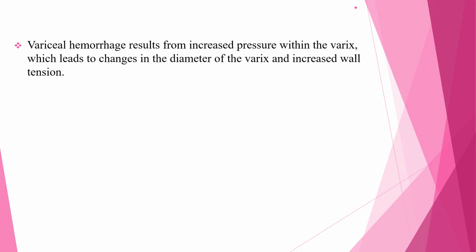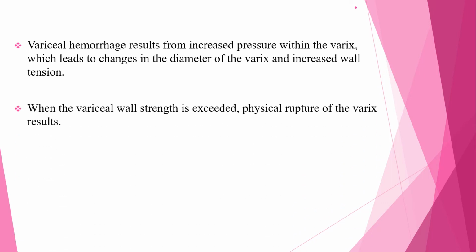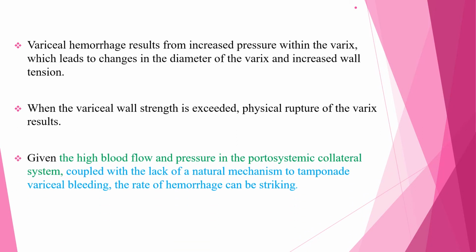Variceal hemorrhage results from increased pressure within the varix, which leads to change in the diameter of the varix and increased wall tension. And when the variceal wall strength is exceeded, physical rupture of the varix results. Given the high blood flow and pressure in the portosystemic collateral system, coupled with the lack of natural mechanism to tamponade variceal bleeding, the rate of hemorrhage can be striking.